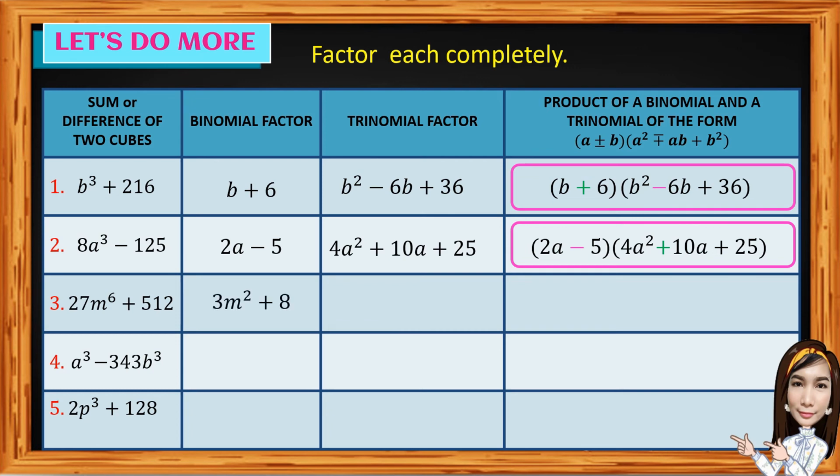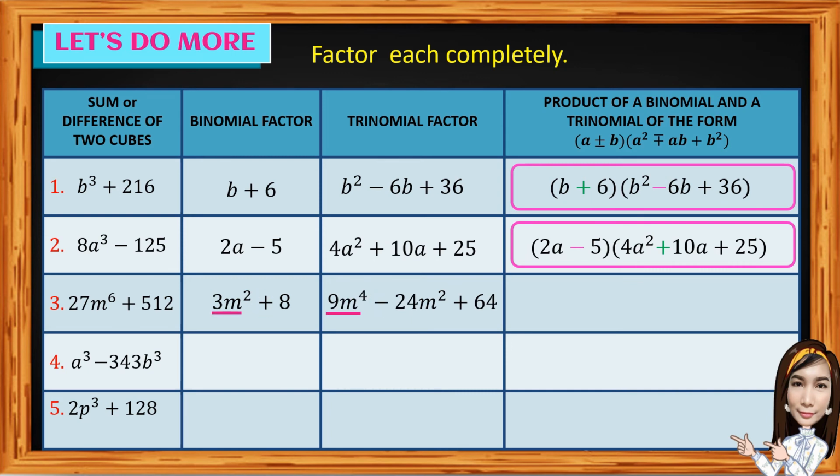Next, we have number 3, 27m to the 6th plus 512. So the cube root of 27m to the 6th is 3m squared. The cube root of 512 is 8. Then we keep the operation plus. Next, for the trinomial factor, the opposite of plus is minus for the middle term.